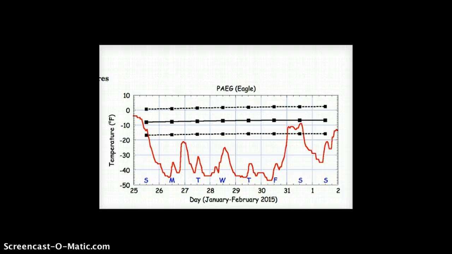The high pressure system over Eagle in late January would explain the colder than expected temperatures during that time. The high pressure kept the skies clear, which made the temperatures drop below the typical temperatures in Eagle that normally occur in late January.